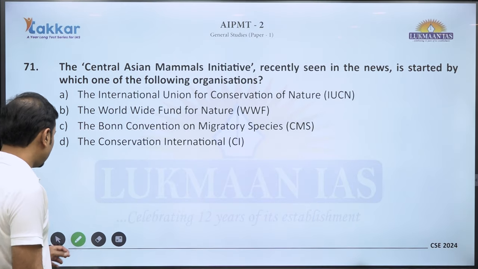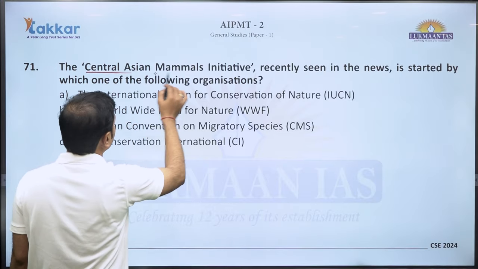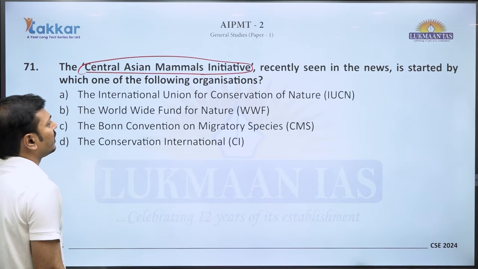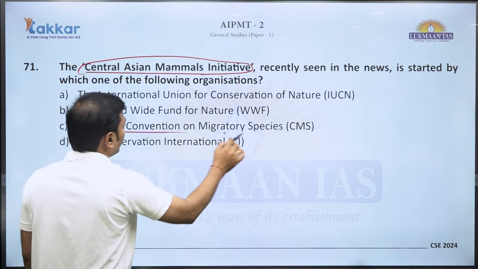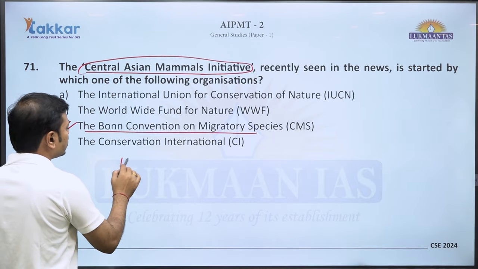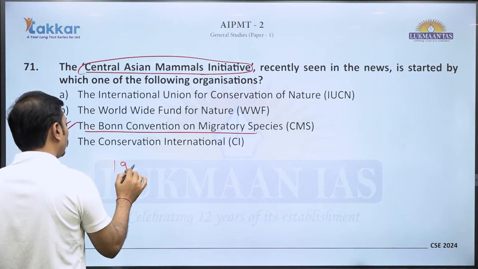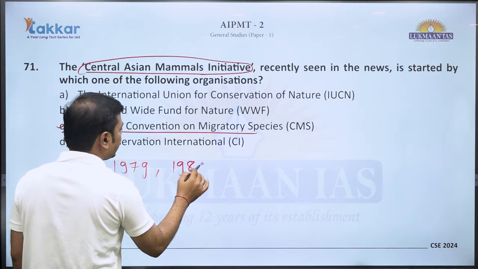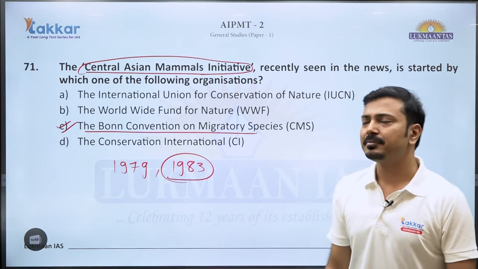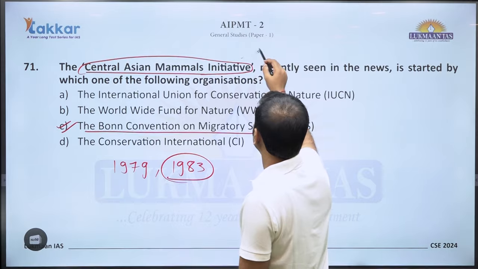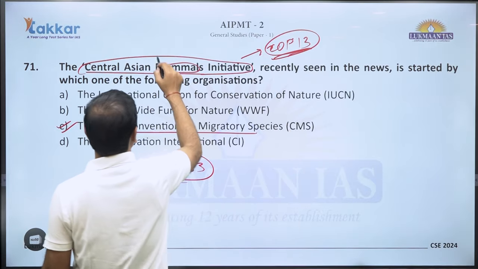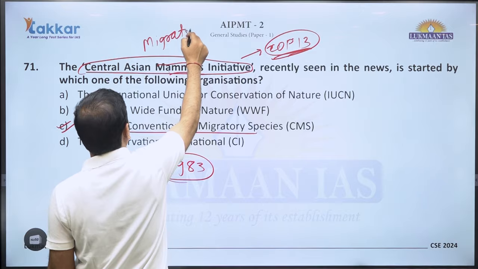Next question, on international initiatives related to conservation and protection. The Central Asian Mammals Initiative, recently seen in the news, was started by which of the following organizations? The Central Asian Mammals Initiative is by the Bonn Convention on Migratory Species, or Convention on Migratory Species, which is also called the Bonn Convention. This convention came into force in 1983. India is a party to this. Okay, COP 13 was held in India, at Gandhinagar, in 2020, and this particular initiative was launched at COP 13. So it is for the protection of the migratory mammals of Central Asia.